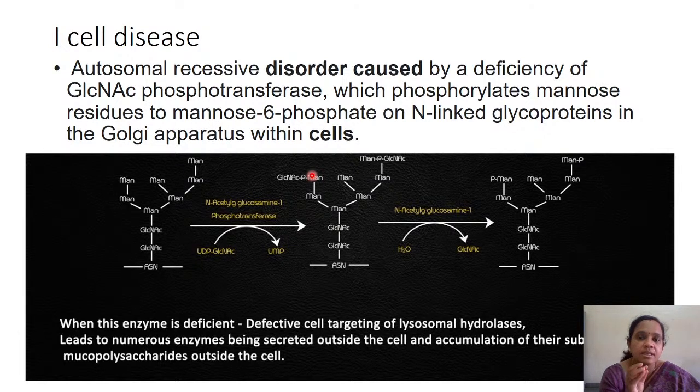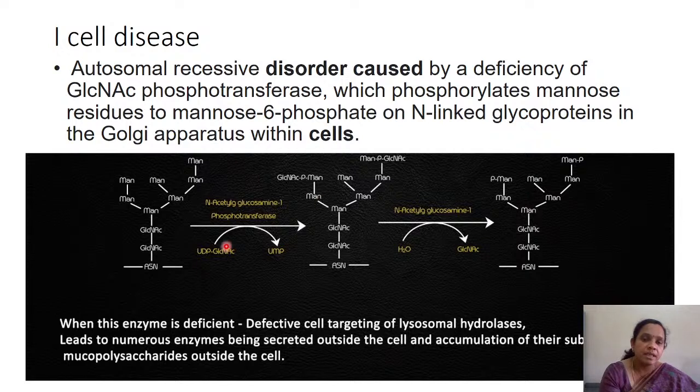Primarily, the purpose of this enzyme is to act on the mannose present in a particular protein. Mannose is a carbohydrate, like glucose and fructose. In that way, mannose is also one of the carbohydrates that has to get phosphorylated. It takes place in two steps. In one step, N-acetylglucosamine phosphate first gets attached to the mannose. In the next step, the N-acetylglucosamine part is removed and you get just the mannose phosphate.